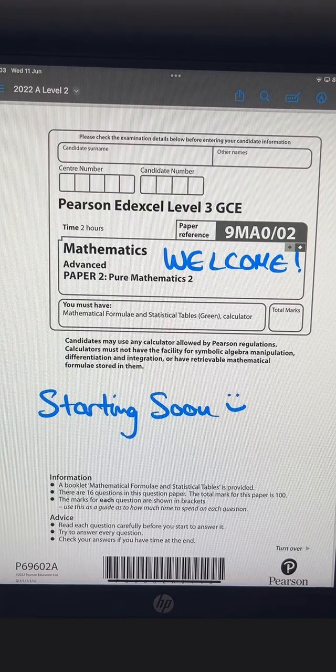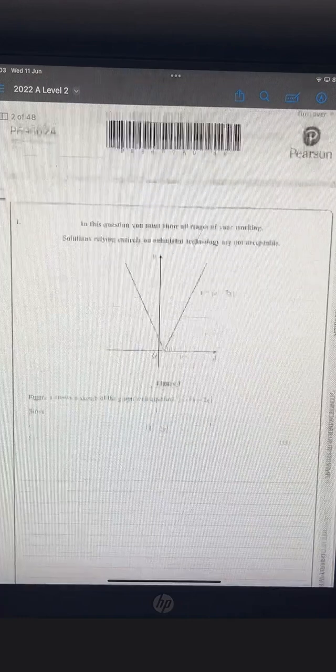Alright, welcome to the live. Today we'll be doing A-level paper 2 practice. So first I'm going to do some questions from the 2022 A-level paper 2 at Edexcel, and then I'm going to do some questions that I left off yesterday from, I think it was the 2021 paper 2. So let's just jump right into it and see the first question.